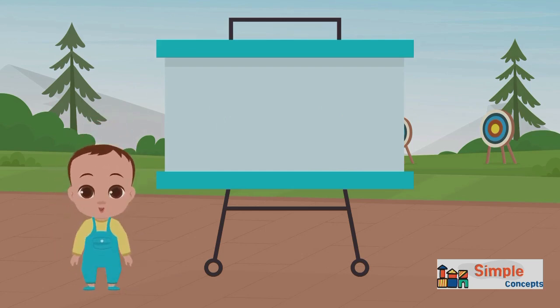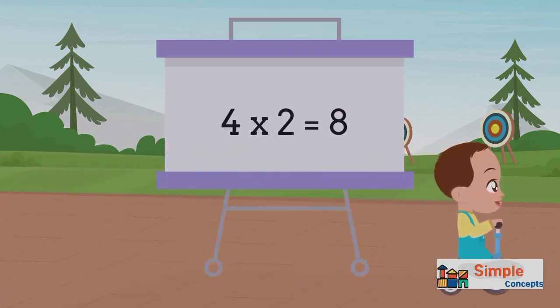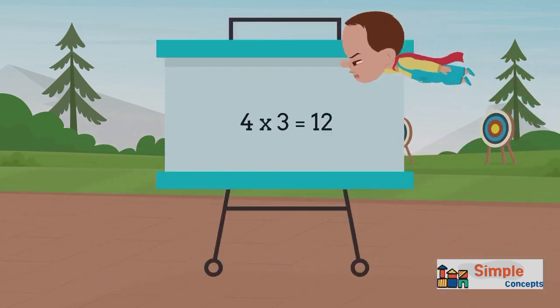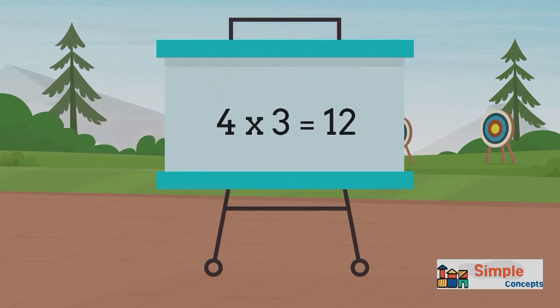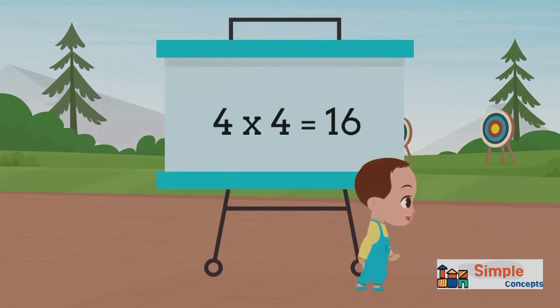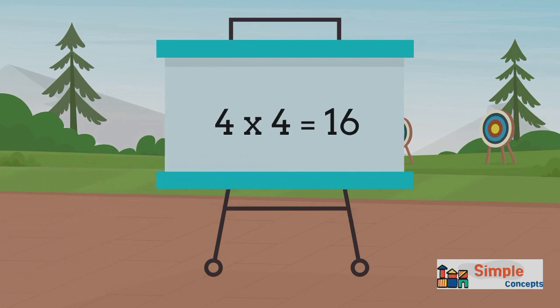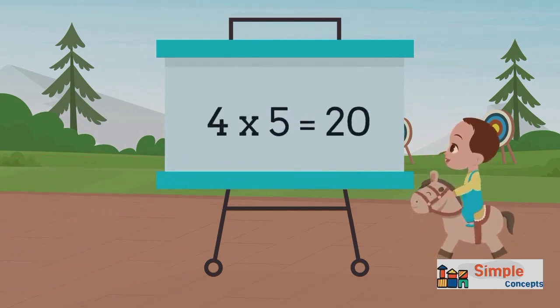Today we will learn table of 4. Okay, let's start. 4 ones are 4. 4 twos are 8. 4 threes are 12. 4 fours are 16. 4 fives are 20.